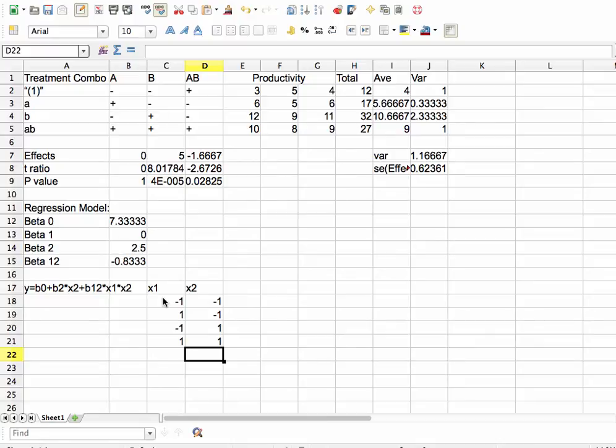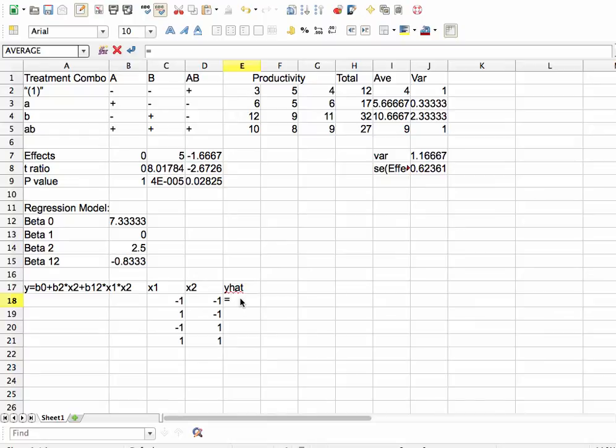Okay, so these are the possible values for x1 and x2. And I can now compute y. This will actually be an estimate of the productivity based on my regression model, so I'll call it y hat. So y hat in this case is going to be beta 0 plus beta 2 times x2 plus beta 1,2 times x1 times x2. So that gives me an estimated y hat of 4. And I do that for the other ones. So we get these values for y hat.